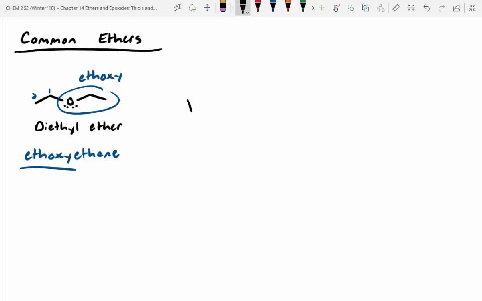The next one that we've seen a lot of too is this one called tetrahydrofuran, also known as THF. Where have we seen this? BH3-THF. If you remember, I said that boranes are incredibly reactive, and so they tend to coordinate with ethers to make them more stable. So that's a really common one.